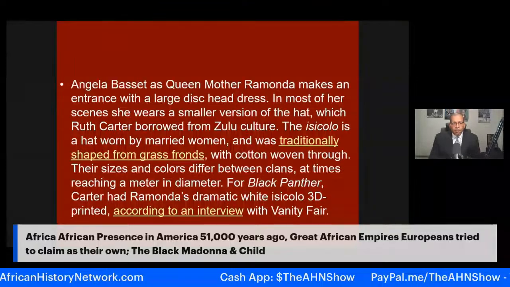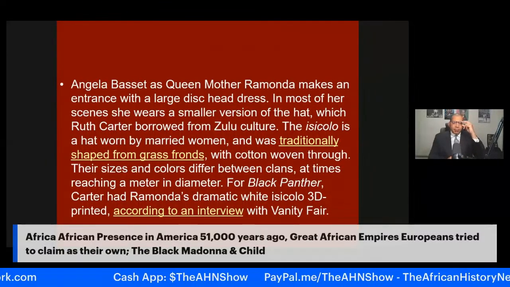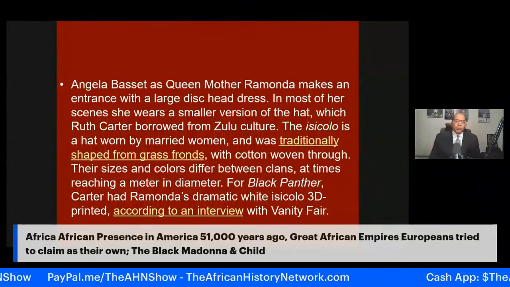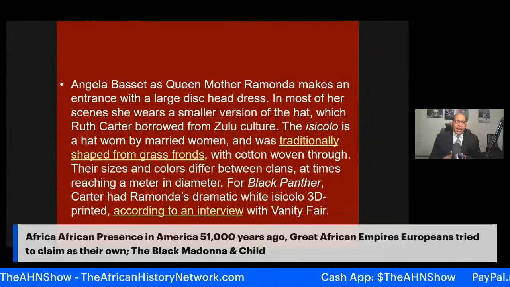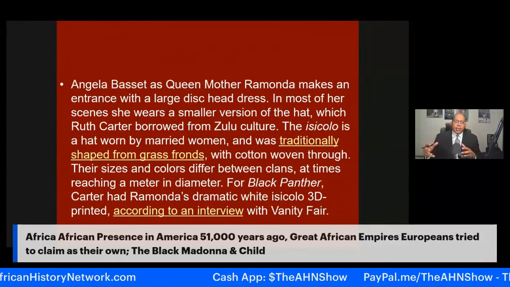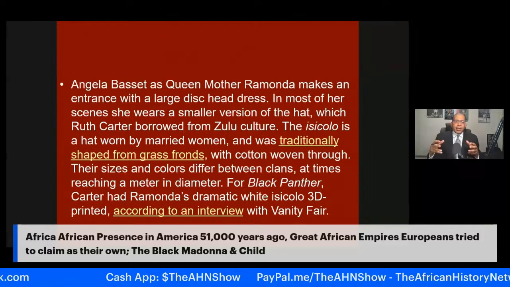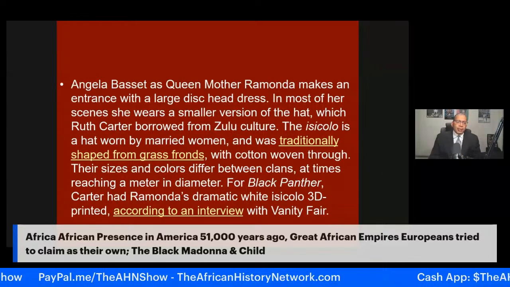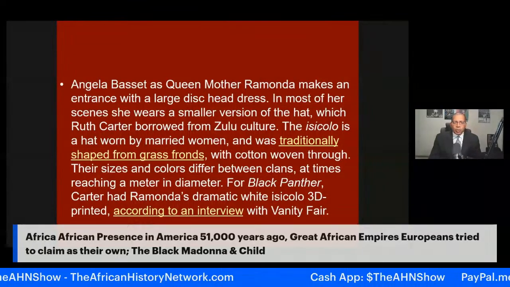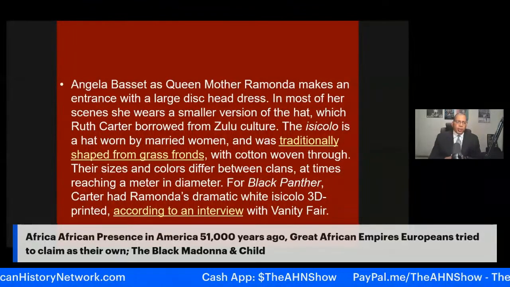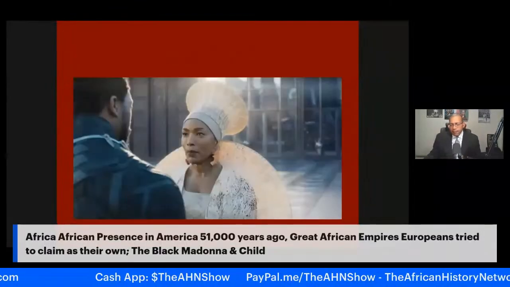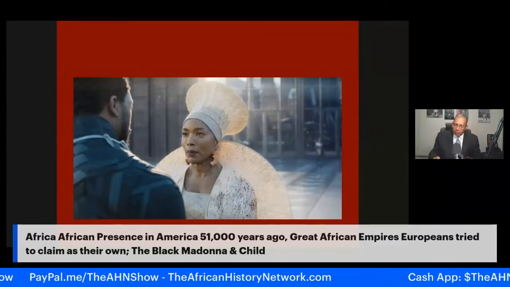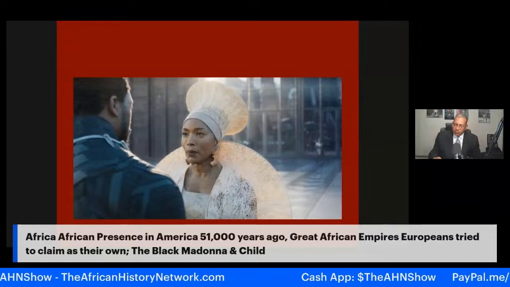The Isicolo is a hat worn by married women and was traditionally shaped from grass fronds with cotton woven through. Their sizes and colors differ between clans, at times reaching a meter in diameter. For Black Panther, Ruth Carter had Ramonda's dramatic white Isicolo 3D printed according to an interview with Vanity Fair. And here's a picture of her with the Isicolo right here.